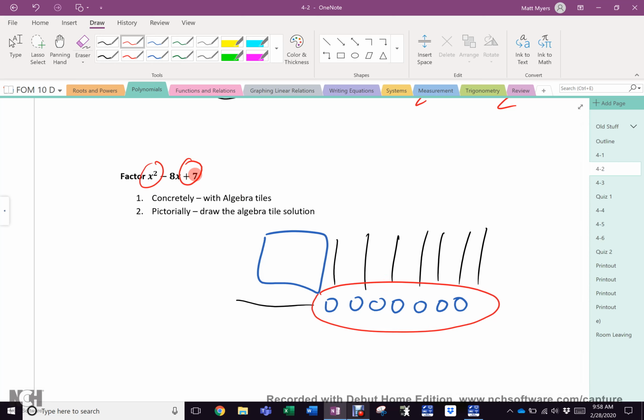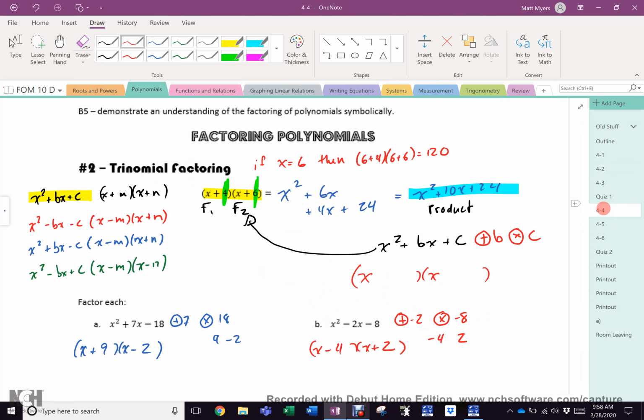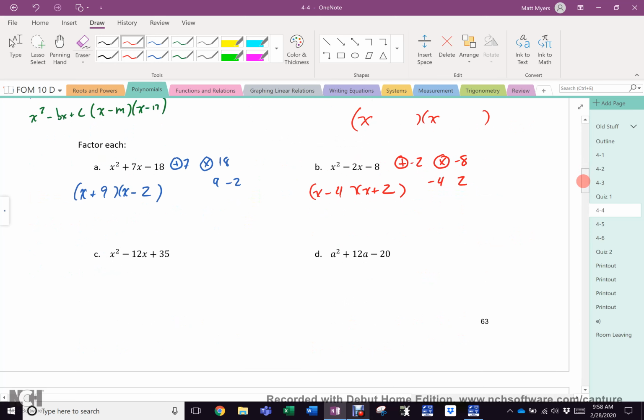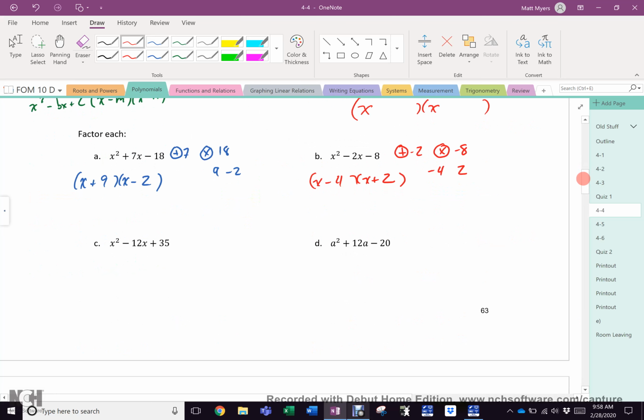Right? So when we go to what we're working on right now, we know this last number could be 1 and 8 or 2 and 4. This number tells us which pair we're going to use so we can fill up the rectangle. Is everybody good? All right. Look at the next one. Figure it out. Go.